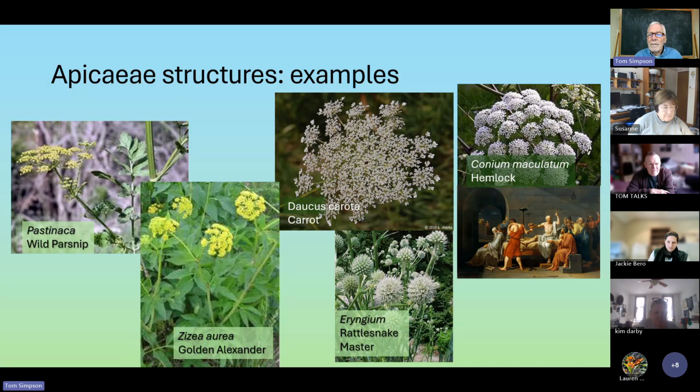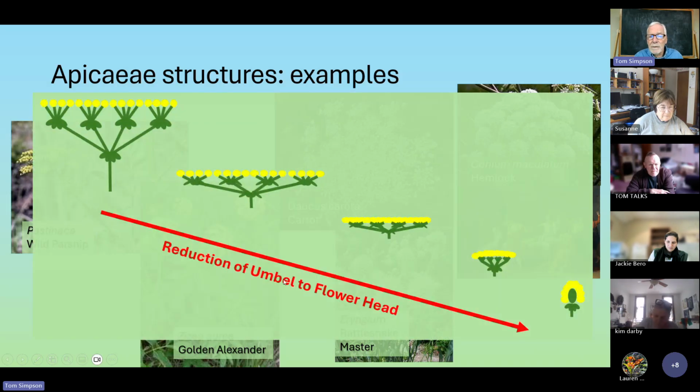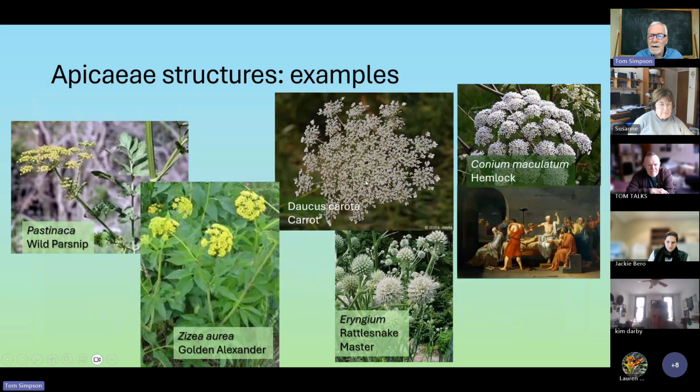Whoops, no, this looks suspiciously like poison hemlock. I mean, yes, those two look very different, but if you look at 10 pictures of poison hemlock and 10 pictures of wild carrot, you'll see that there's a lot of overlap in the appearance of that umbel.